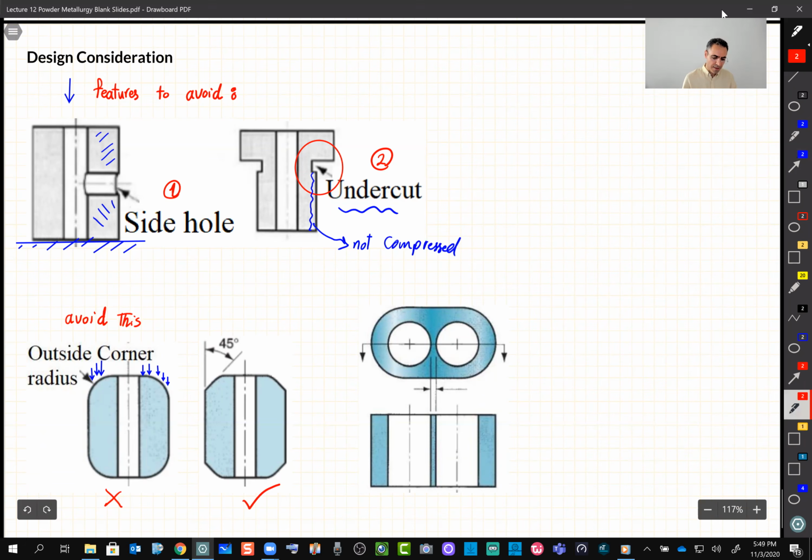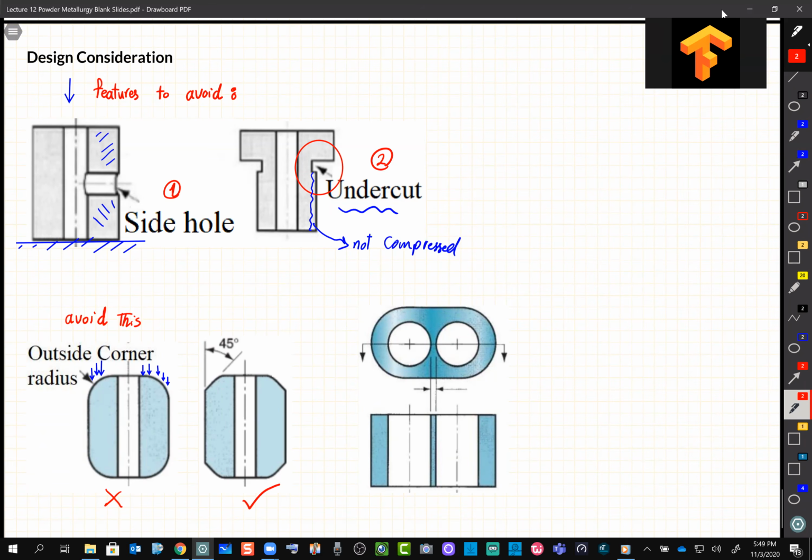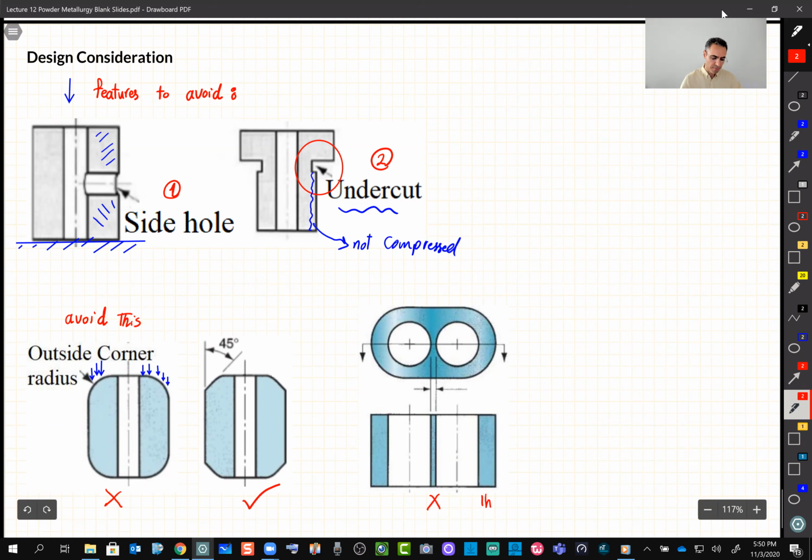And lastly, this one, it can have an issue. You can think of why? Thin wall? Yep, thin wall. So avoid thin wall. Because again, when you compress it, first of all, a thin wall may be easy to break when they are in a green stage, when you transfer it to the furnace. But more importantly, when you compress it, maybe they don't get enough pressure to be compressed. So we try to make them as uniform as possible.